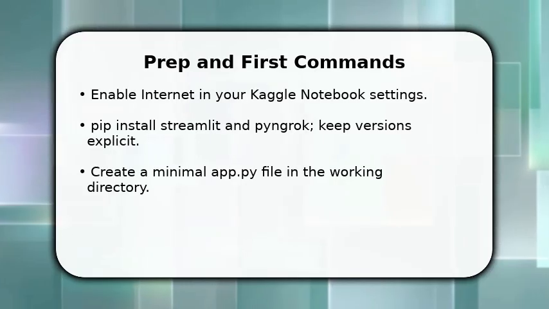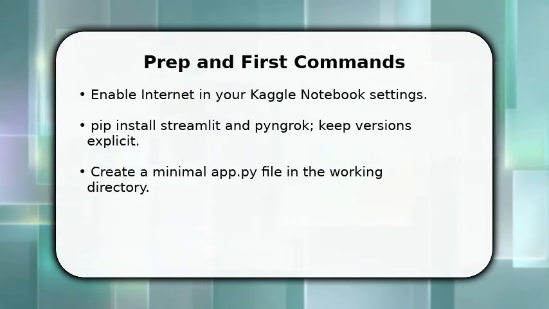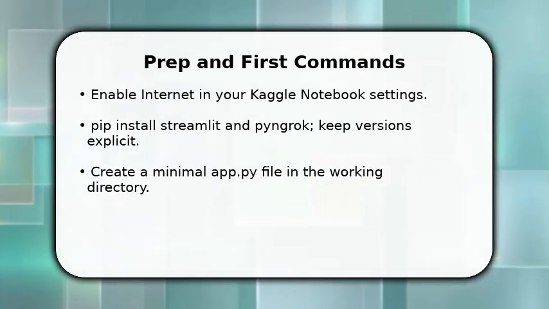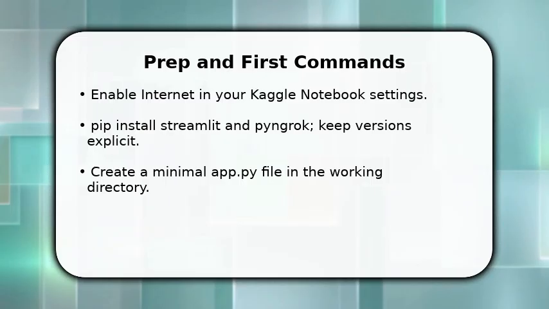You start by enabling Internet in the Kaggle notebook settings so external tunnels can connect. Once done, install Streamlit and Pyngrok via pip so you can both run the app and expose it publicly.